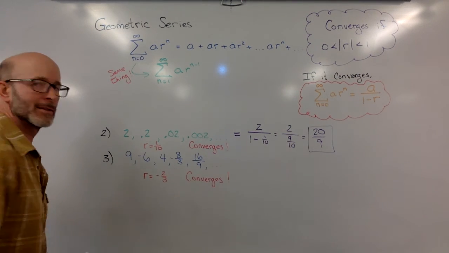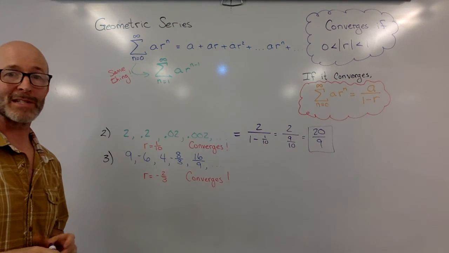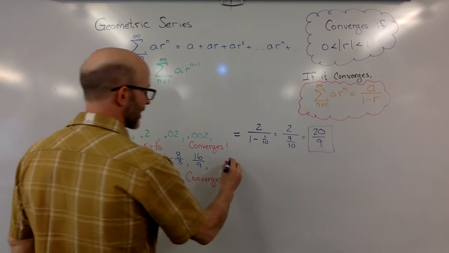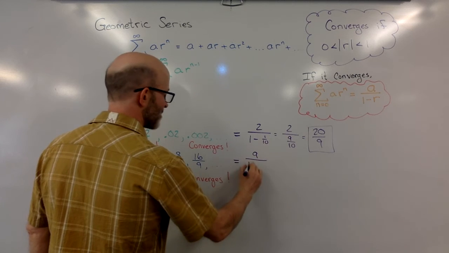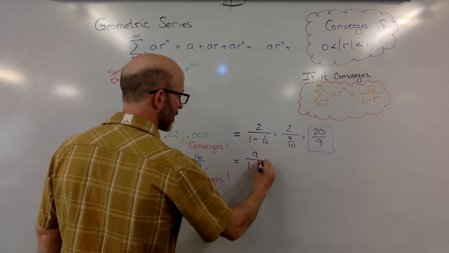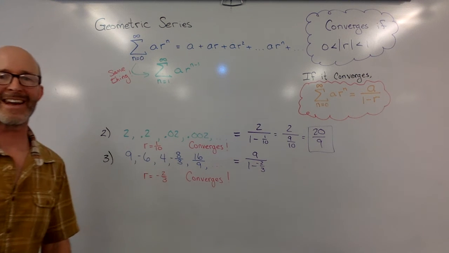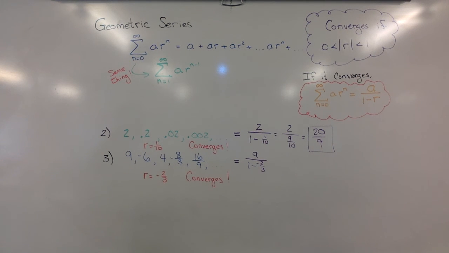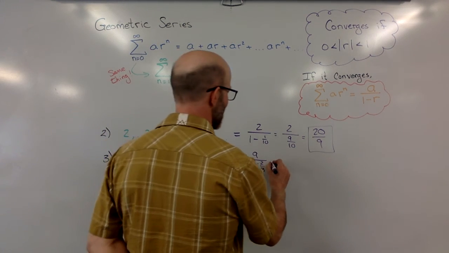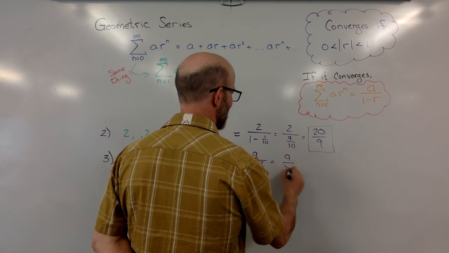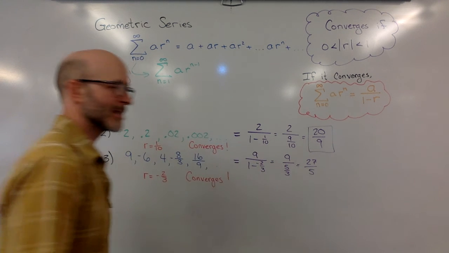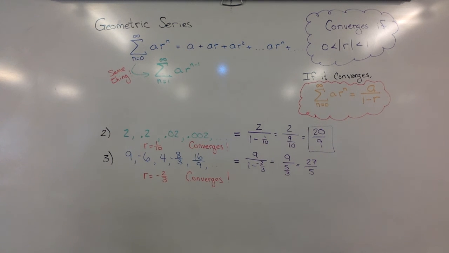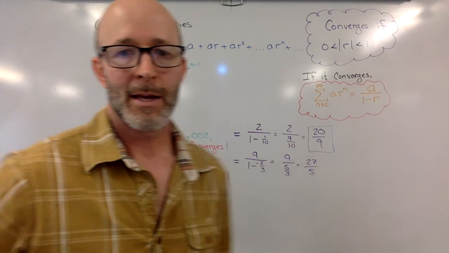Likewise, down here, pause, take a moment, see if you can figure this out. When I figure it out, I'm looking at the first term divided by 1 minus my ratio. It is -2/3 for my ratio. So please make sure you have that as a negative. That means I have 9 divided by 5/3, or 27/5. That's right. This is going to approach 5.4 when you add all of them up infinitely long.